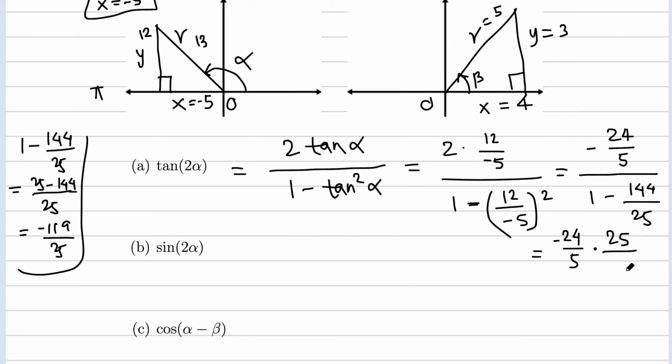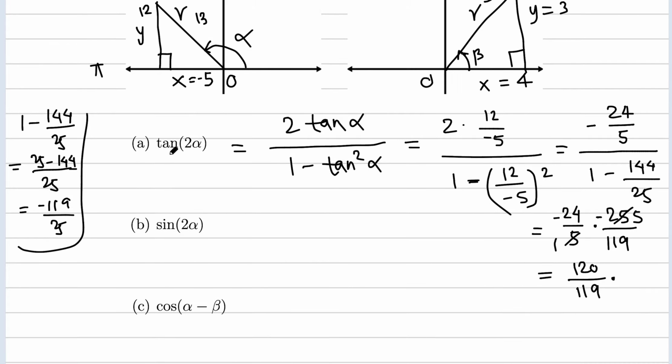25 over, oh, there's a negative, same thing. Negative on the top, bottom, or front, same thing. 119. Now 5 goes once, 5 goes 5 times. Negative times negative, positive. So 24 times 5, that's 120 over 119 is the final answer. Okay, that's for sine 2 alpha. Sorry, tangent 2 alpha. Okay, just simplify.